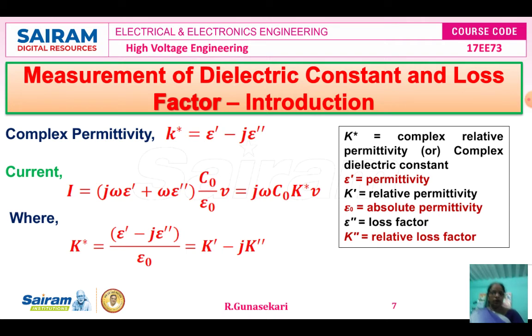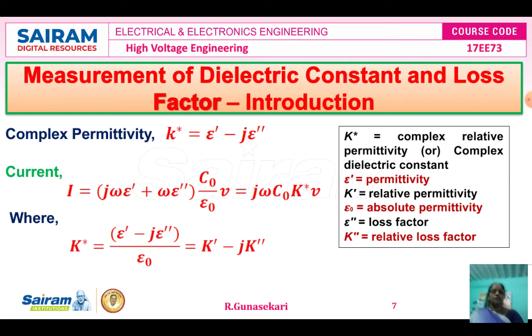This formula may not agree with the result actually observed, because the conductance need not be due to the migration of charges or charge carriers, but may represent any other energy-consuming process. Hence, it is customary to refer to the existence of a loss current in addition to the charging current by introducing complex permittivity K*, that is equal to epsilon' minus j epsilon'', where K* represents complex relative permittivity or complex dielectric constant.